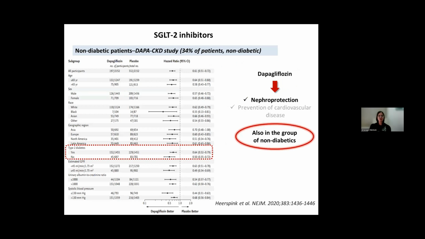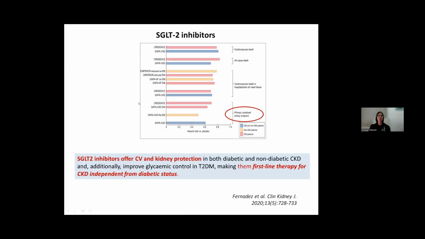The non-diabetic patients included were 34%, and what was the most important point for us as nephrologists was that also in this group, the renal protection was sustained. That means that this composite primary renal endpoint was also reached in the non-diabetic group. And this opened the door and the way to the very, very broad use of these drugs by us as nephrologists, and also in non-diabetic patients.